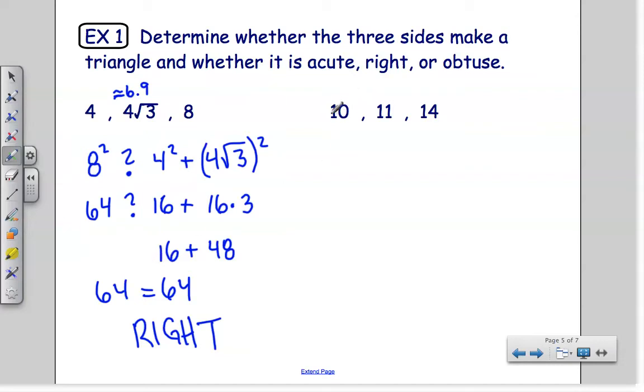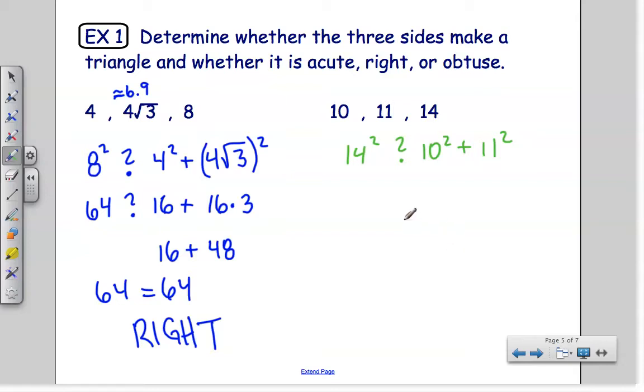The next triangle, I have sides of 10, 11, and 14. And first of all, does it make a triangle? Well, the two shorter are 10 and 11. That adds to 21. More than 14, so yeah, those sides will make a triangle. Now, if this is a right triangle, I pick the largest side for the potential hypotenuse, which would be 14, would be the longest side. So 14 squared, how does that compare to the other 2 sides squared added together? So 10 squared plus 11 squared.